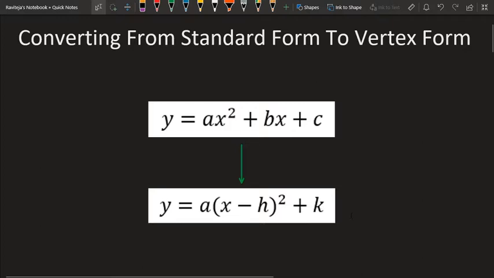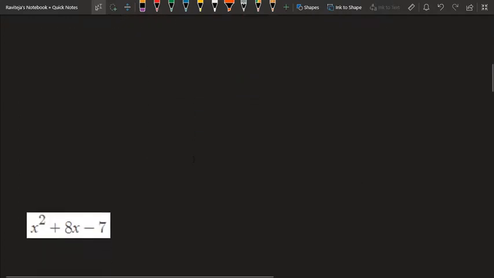So in today's video, I will walk you through one example and show you what you need to do to convert from standard form to vertex form. And then I'll give you guys the opportunity to try the last two problems on your own. So let's begin today's lesson by starting with problem number 1.